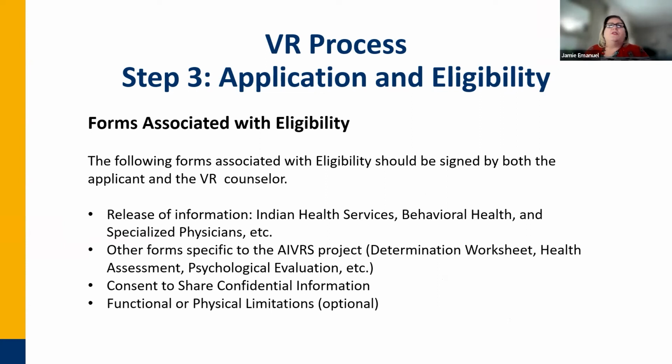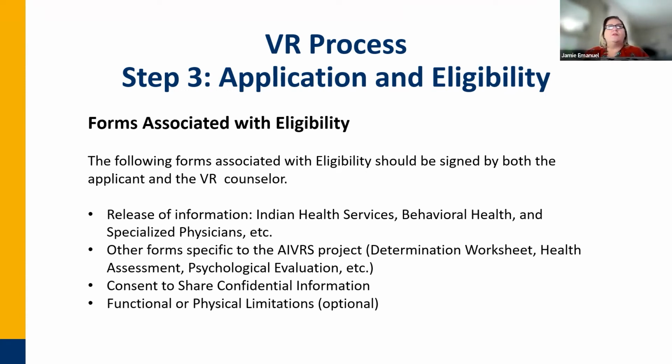We have forms that are associated with eligibility. So these following forms should be signed by both the applicant and the VR counselor. The release of information: you may get releases for Indian Health Services or from behavioral health or from any specialized physician. There are lots of different places that you'll receive information from. For example, the school. You may need a release form for the school. You may need it for different agencies. You may need it for a specific assessment so that you can request those records and get those records in-house.